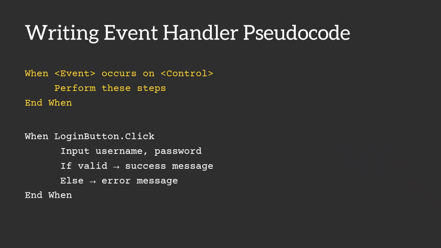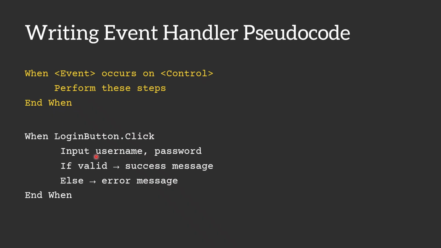Now, event pseudocode focuses on defining what happens when an event occurs. So the structure is really simple. Basically, when the event occurs on control, then you show the actions or the steps that get performed, and then an end when.